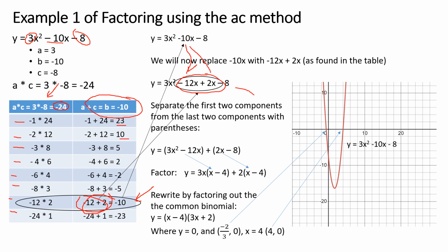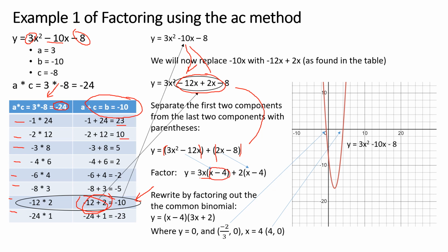And then I'm going to drop this equation down and put parentheses around the first two parts, 3x squared minus 12x, plus parentheses around the second two parts, 2x minus 8. And I'm going to see if I can factor this first binomial. I can pull a 3x out of this. 3x times x is 3x squared, right here. And 3x times negative 4 is negative 12x. So I've factored this out: 3x times x minus 4.